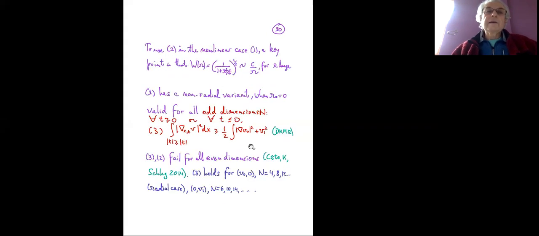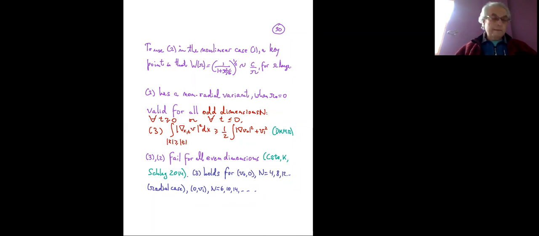To use this channel of energy in the nonlinear case, a key point is that the ground state asymptotically behaves like the Newtonian potential for r large. So it matches the counterexample, and it's excluded then in the bound for the nonlinear solutions.